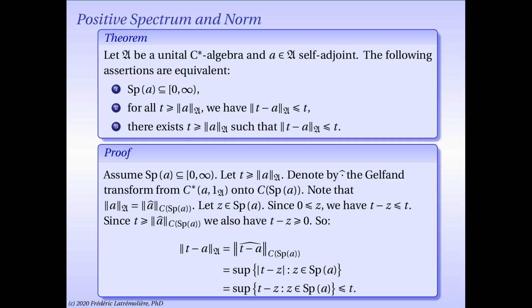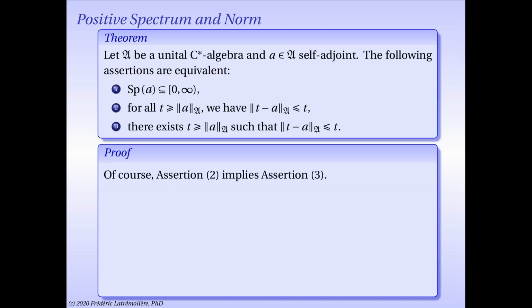So putting all that together, what we have is that if we calculate the norm of t minus A, that equals the norm of the Gelfand transform of t minus A, since the Gelfand transform is an isometry. We know how to calculate the norm of a function on the spectrum of A. It's a supremum norm. And you see in our supremum norm that the modulus of t minus z can be dropped to simply t minus z because t minus z is positive. We also see that t minus z is less or equal than t for all z in the spectrum of A, so we get the desired inequality. Of course, assertion 2 implies assertion 3. That's straightforward.